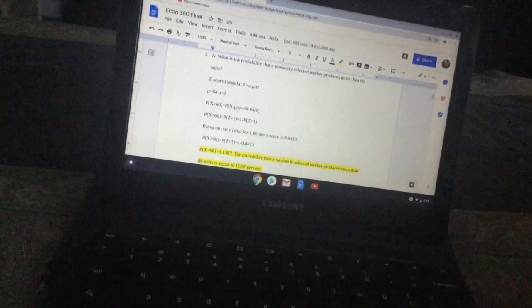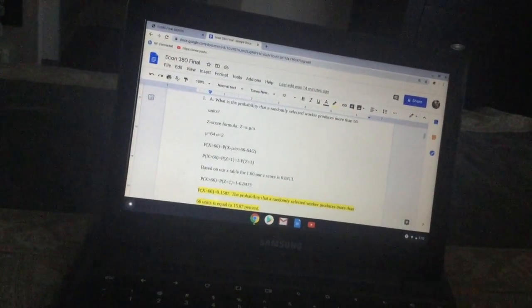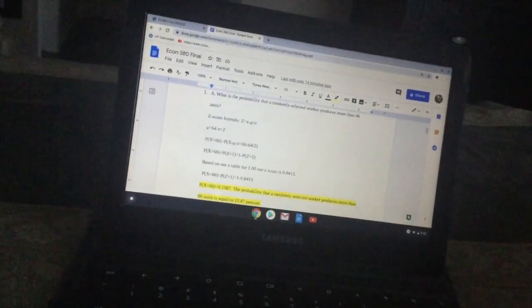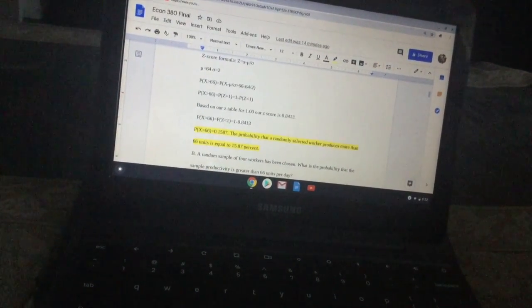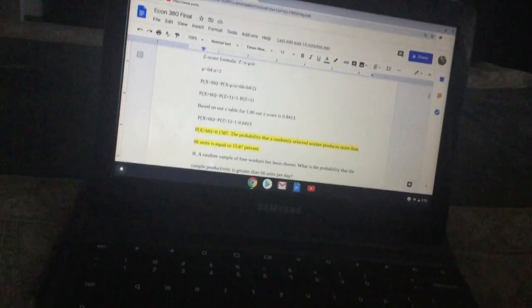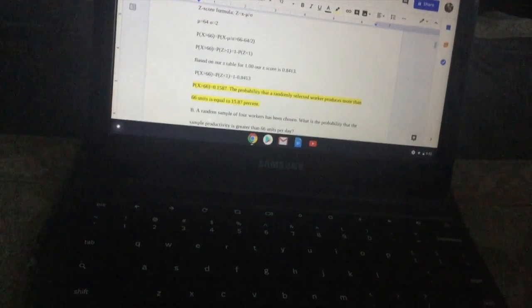However, because this test is calculating more than 66 units, we have to subtract that 0.8413 from 1. So our actual answer turns out to be 0.1587, and that is the probability that a randomly selected worker produces more than 66 units: 15.87%.